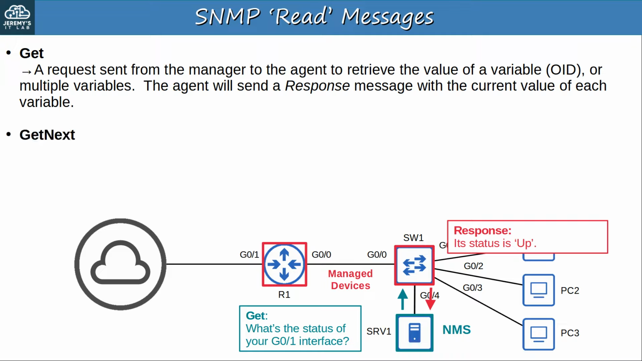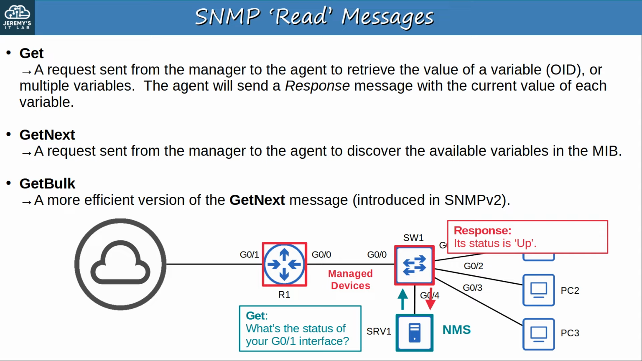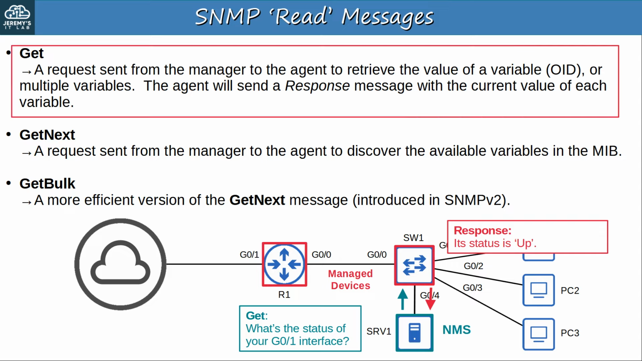Another kind of SNMP read message is get next. It is sent from the manager to the agent to discover the available variables in the MIB. Basically, it says, tell me the next OID, so it can be used to discover what other OIDs are available. There is also the get bulk message, which is a more efficient version of get next, introduced in SNMP v2. If you know the purpose of the basic get message, you'll be fine for the CCNA.